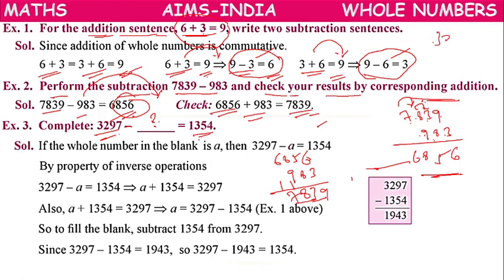So they have given 3297 minus a blank equals 1354. From 7, if we remove what number, 4 will come? 3. From 9, if we remove what number, 5 will come? 4. Sorry, 1354.